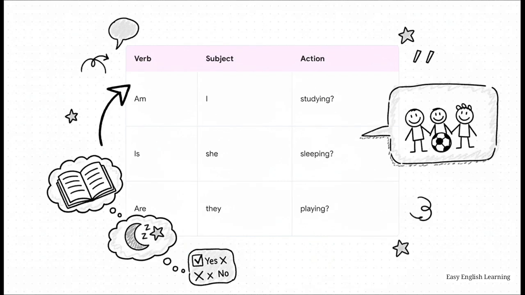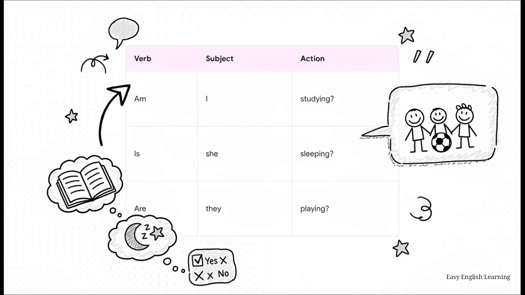Right, now what about asking questions? To transform a statement into a question in English, we perform a clever little trick called inversion. You basically take your to-be verb, so your am, is, or are, and you simply swap its position with the subject. And that's it. Instead of "you are studying," you ask, "are you studying?" Instead of "she is sleeping," it becomes, "is she sleeping?"